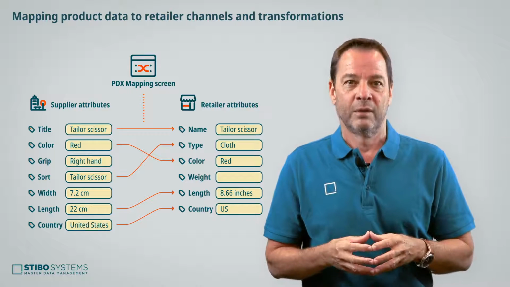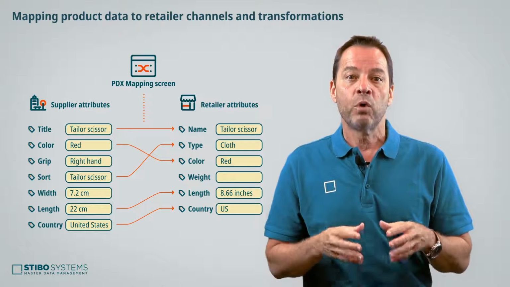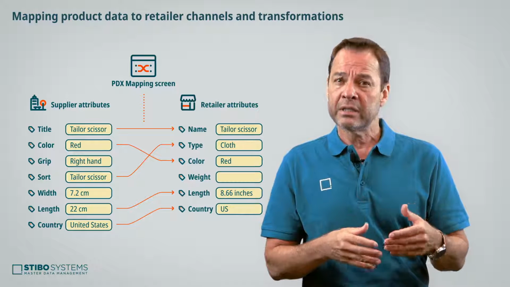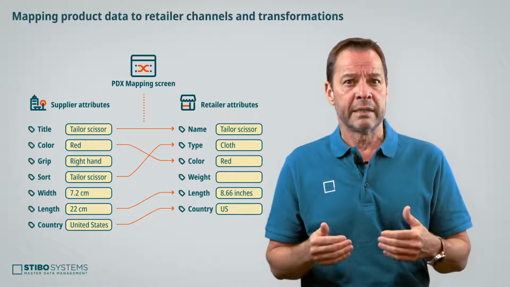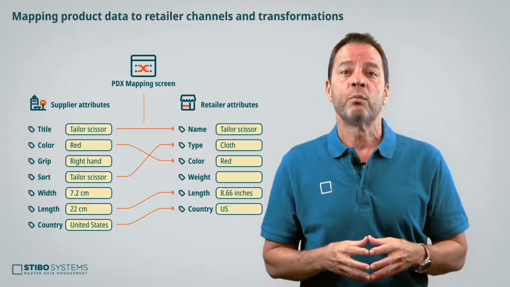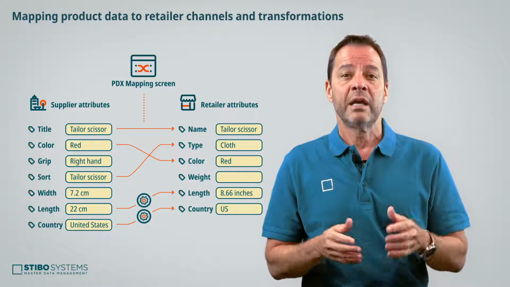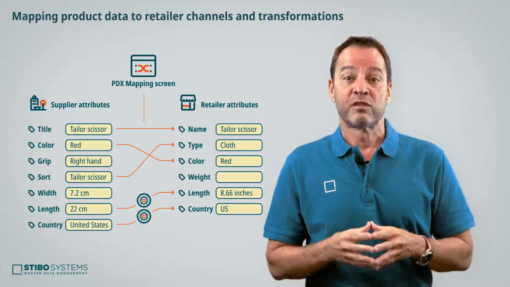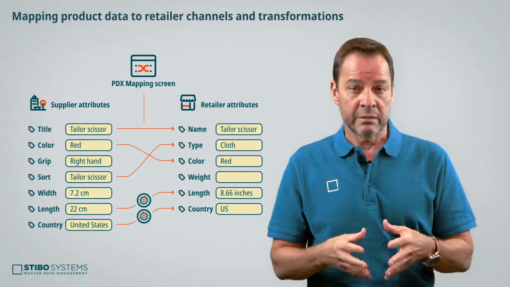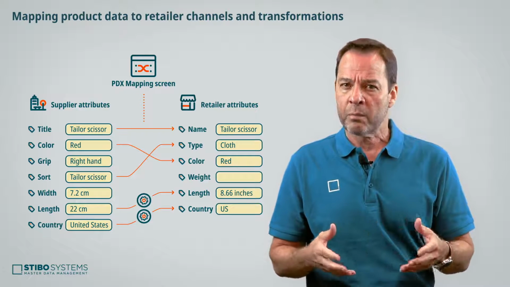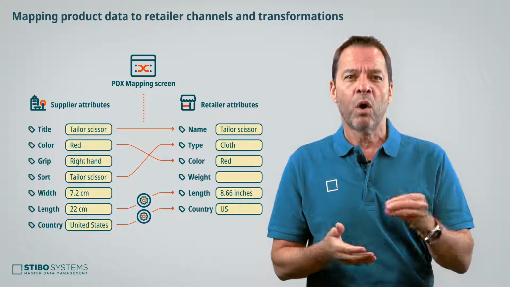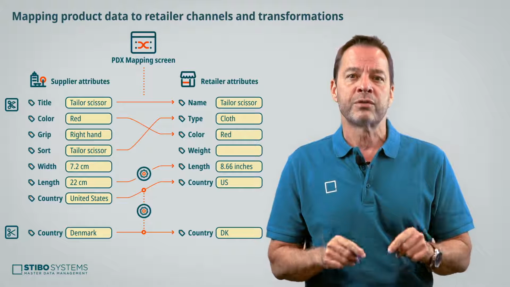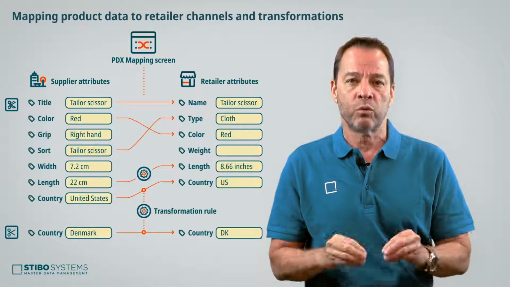With PDX, the supplier will be able to take the data from their internal systems, and if it is not in the format that the retailer needs, the supplier will be able to use transformations in PDX to make those changes. The transformations made are persistent, so if a supplier makes a transformation once, the system will hold that transformation, and all the new products will use the same transformation rules.